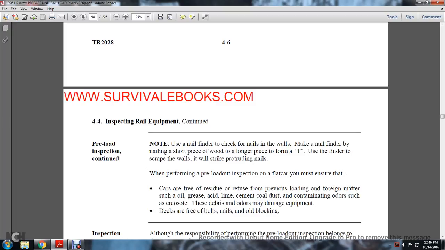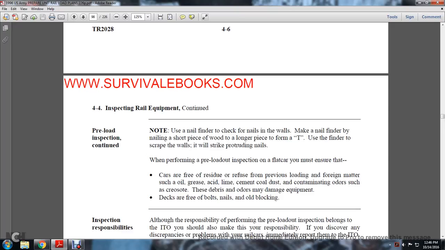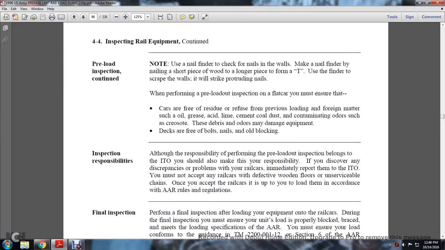It will strike protruding nails. While performing the preload inspection of the flatcar, you must ensure that the cars are free of residue of previous loading and foreign materials such as oil, grease, acid, lime, cement, coal, dust, and contaminating odors such as creosote, which may damage the equipment. Decks must be free of bolts, nails, and blocking.